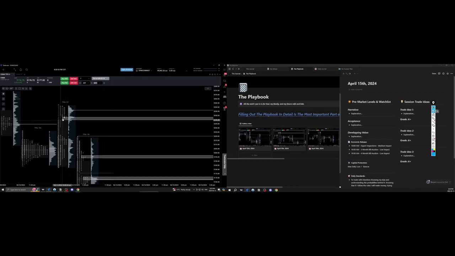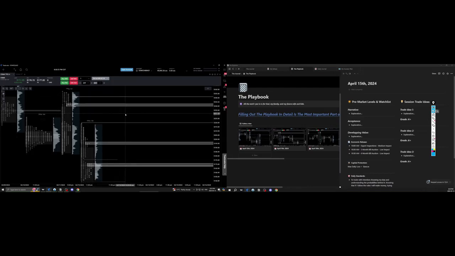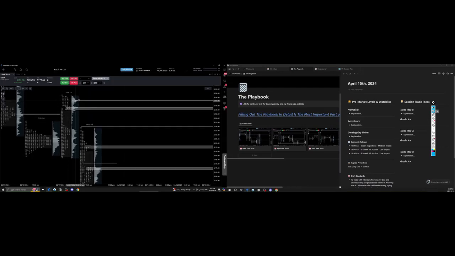We have a slight drop off, then it just really drops off here. Just nothing here. This is another target right here. Also a value ledge. Also the point of control.